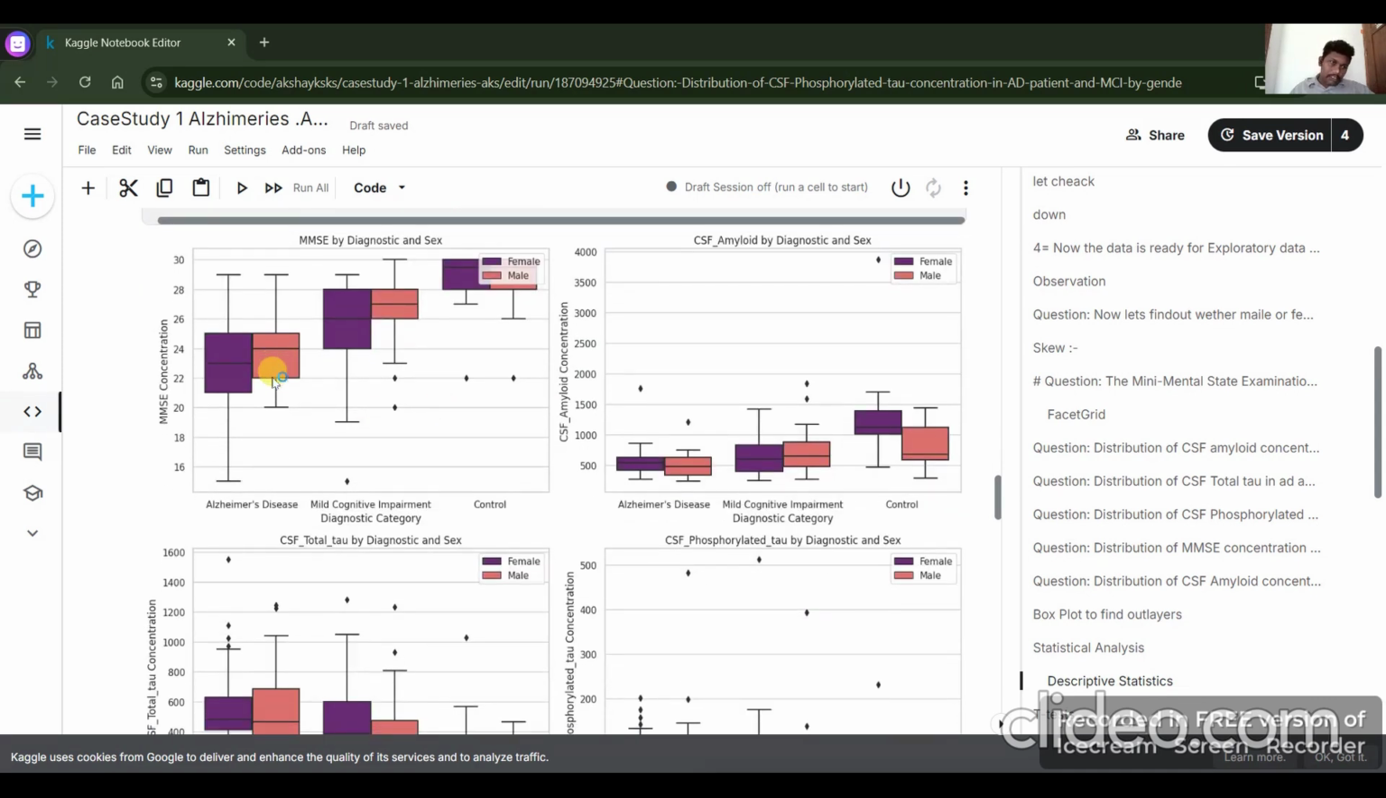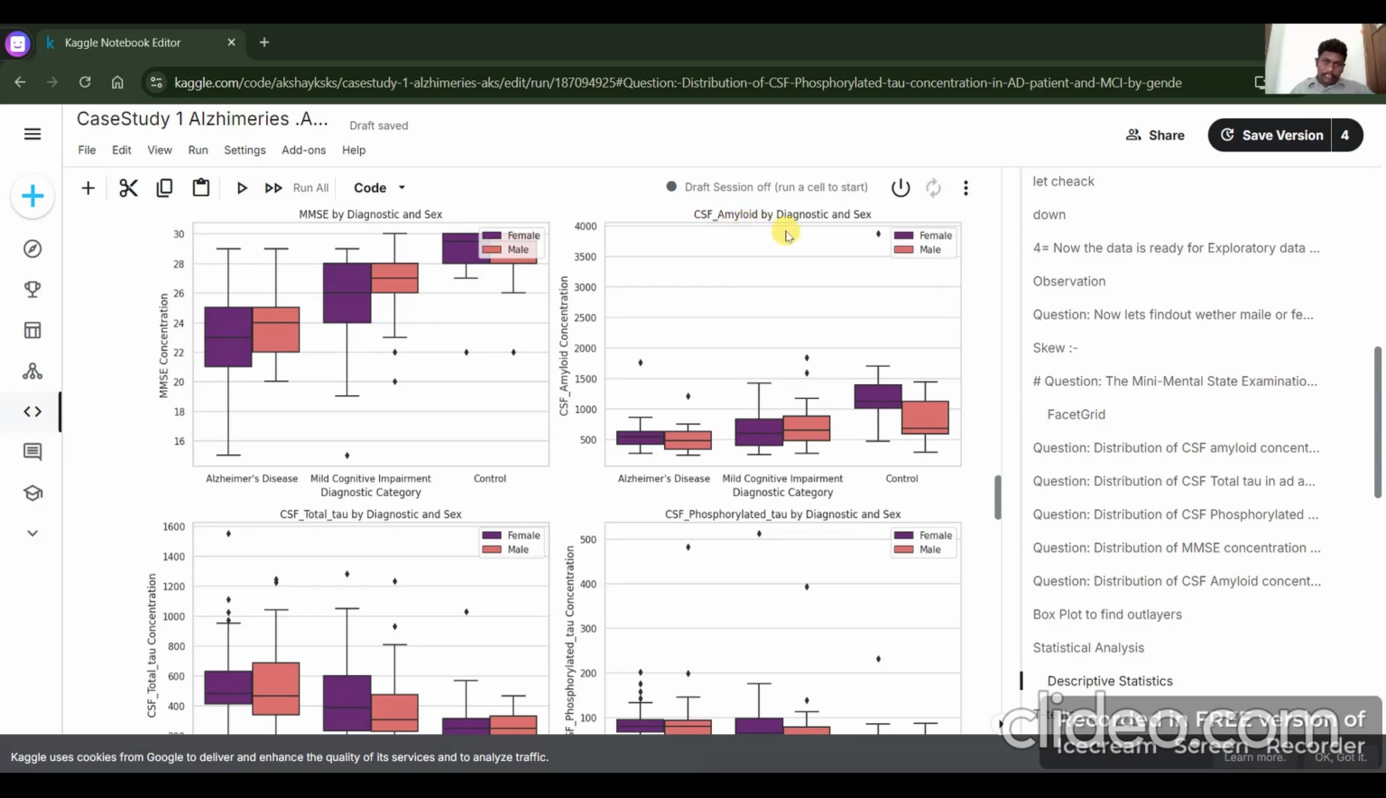Here we can see the graphs of MMSE concentration and diagnosis category. This is the MMSE by diagnosis and sex graph. Alzheimer's disease, mild cognitive impairment, and this is control, and this is the female part and this is the male part.